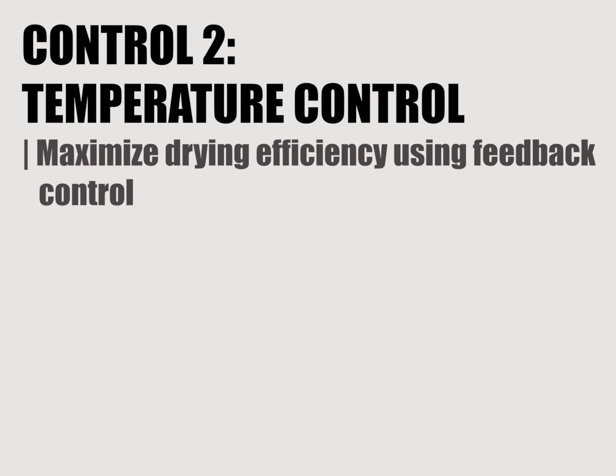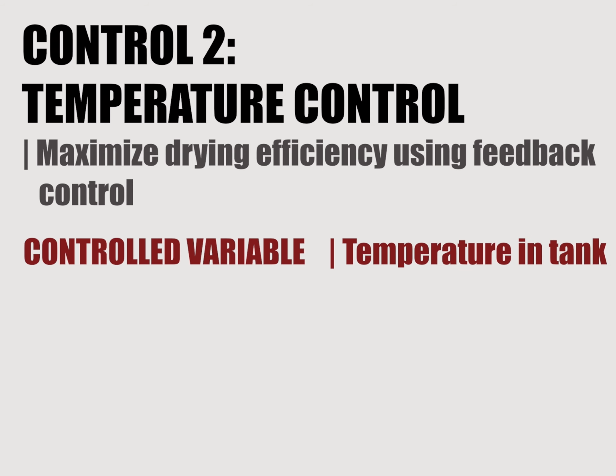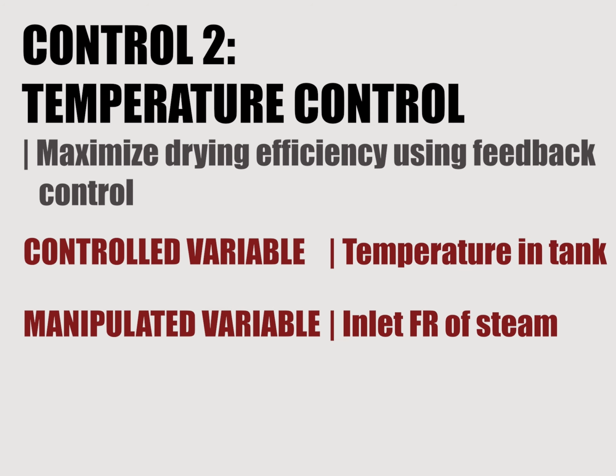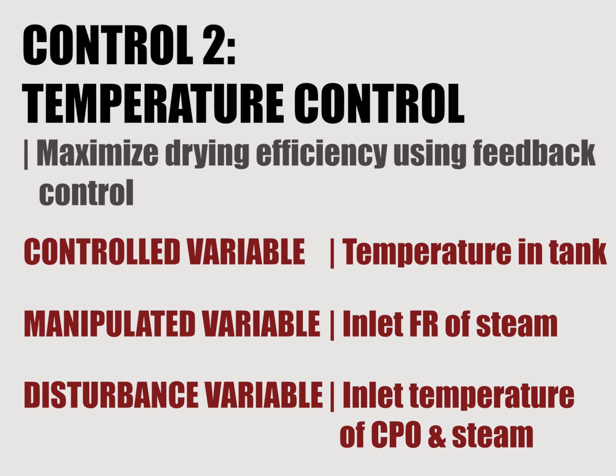The objective of temperature control is to maximize the drying efficiency. The control strategy is a feedback control. The temperature of the vacuum chamber is controlled by manipulating the inlet steam flow rate. The disturbance variable is the inlet flow rate of crude palm oil and steam.